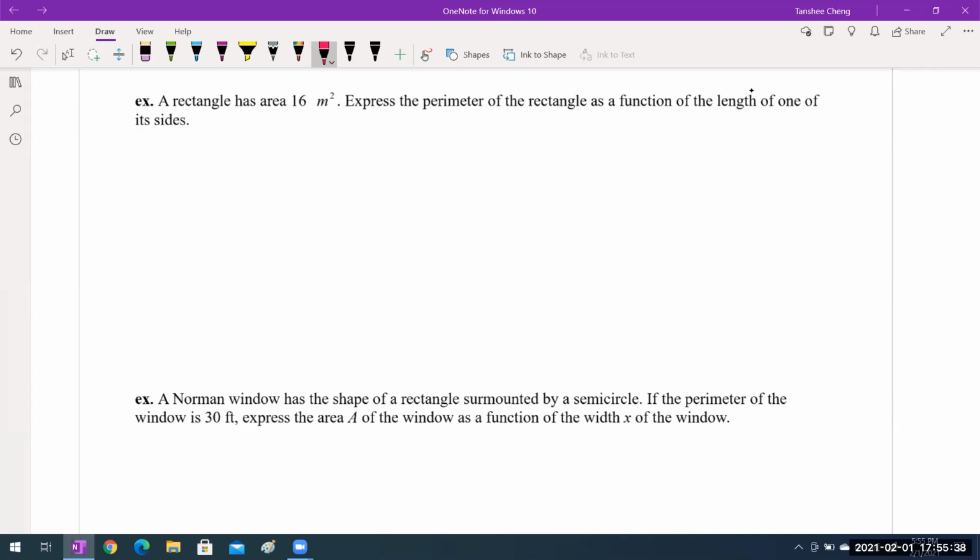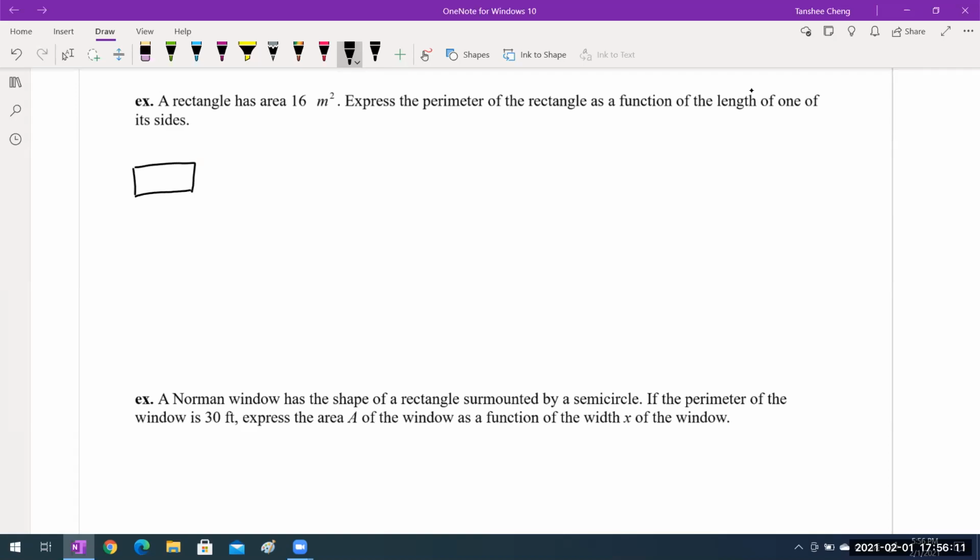That's what I mean. So in this problem, a rectangle has an area of 16 meters squared. That's the given. Express the perimeter of the rectangle as a function of the length of one of its sides. So it specifically says that the perimeter has to be represented by the length of one of the sides. So let's take a look at this. This is a rectangle. Whenever you can draw the picture, draw it, so that way you can visualize it, right? And make sure you draw it correctly.